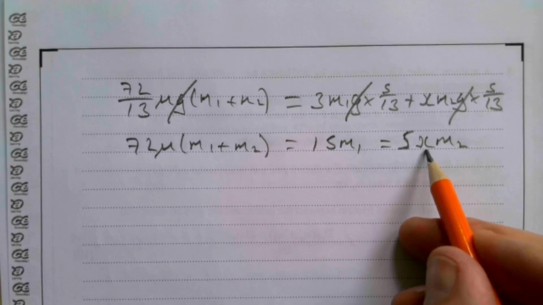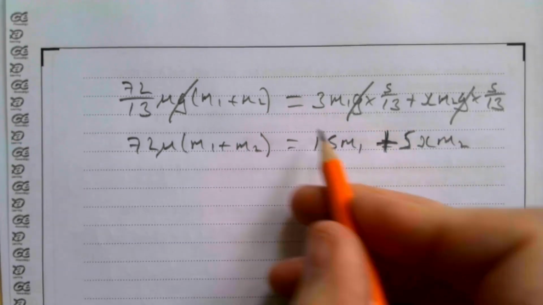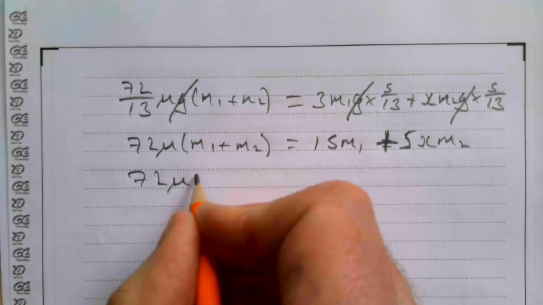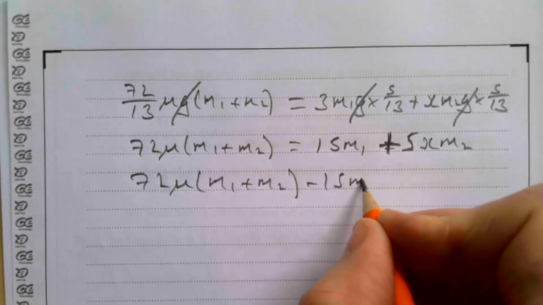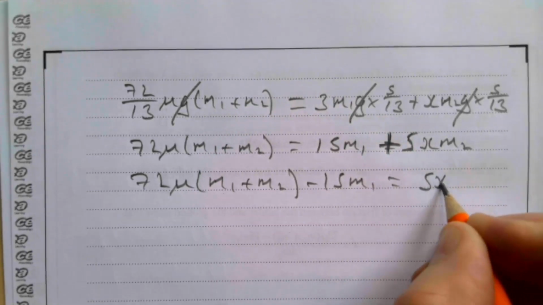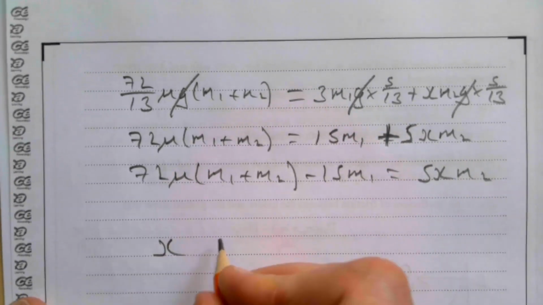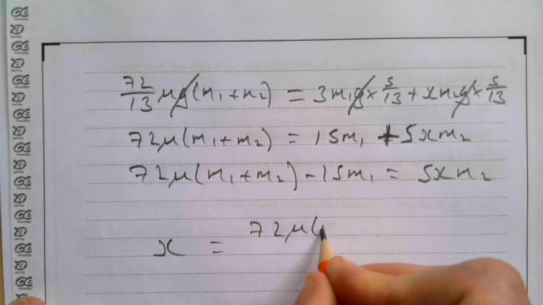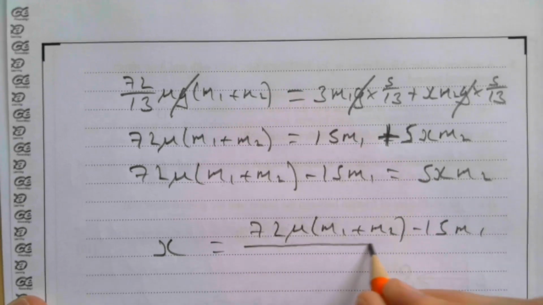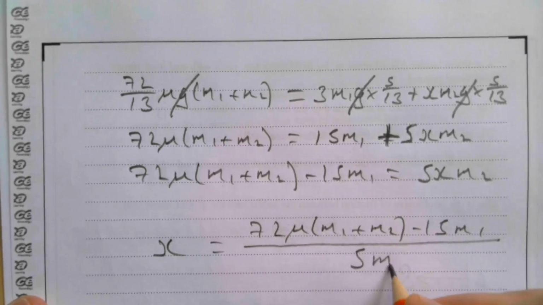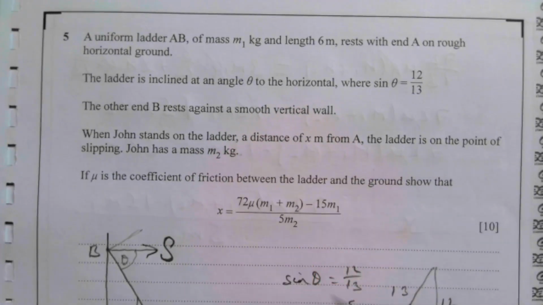So we're trying to get the x on its own, that's what we have. I'm going to take this, why do I have 2 equal signs? That's a plus there, apologies. So we take this over the other side, so 72 mu m1 plus m2 minus 15 m1 equals 5x m2, and dividing then by 5 m2 I think gives us what we're looking for. x equals 72 mu m1 plus m2 minus 15 m1 all over 5 m2, and hopefully that's what they want. Yeah, that looks like all of it.